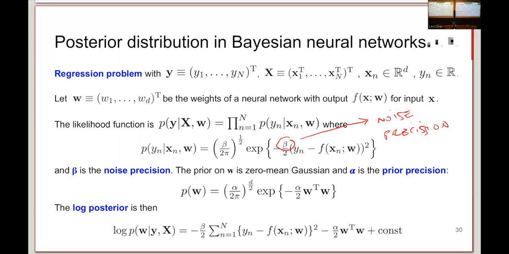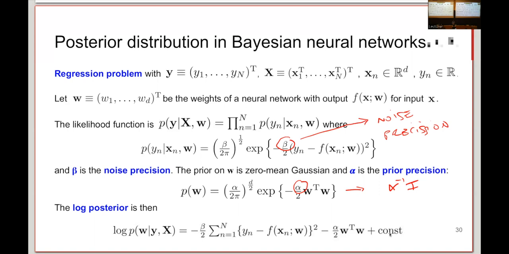We also have a prior on the weights, with some inverse variance. The covariance matrix is going to be alpha minus one times the identity. So it's just a Gaussian prior with zero mean and this particular prior variance, and alpha is the prior precision parameter. With this model, the posterior distribution for the weights in our neural network is given by this expression: the log is the log likelihood, and then we have the log prior plus some constants.